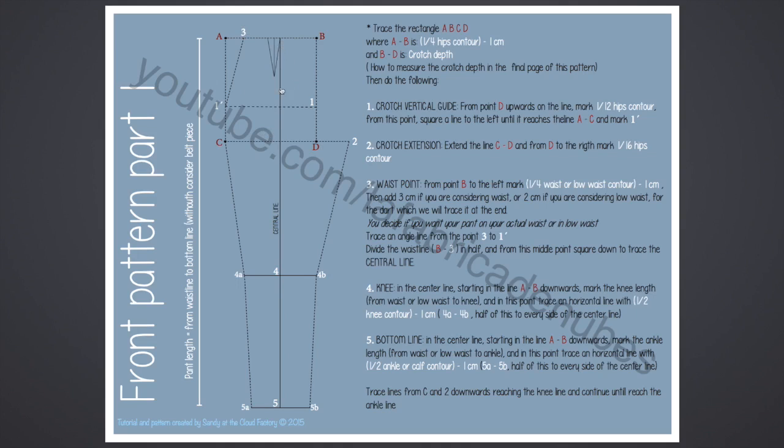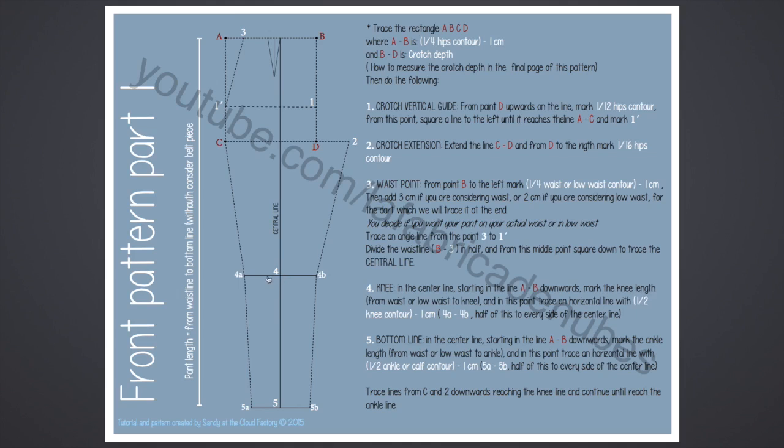Now you need to locate the central line of your pattern. For that you have to divide B3, this segment, in half, and in that middle point, trace a square line going down as long as you want your pant. Okay, then once you have your central line, from the waistline down you have to mark the length of your knee. That is the measurement from your waist to your knee, and mark it here in the central line, and that will be your point 4.